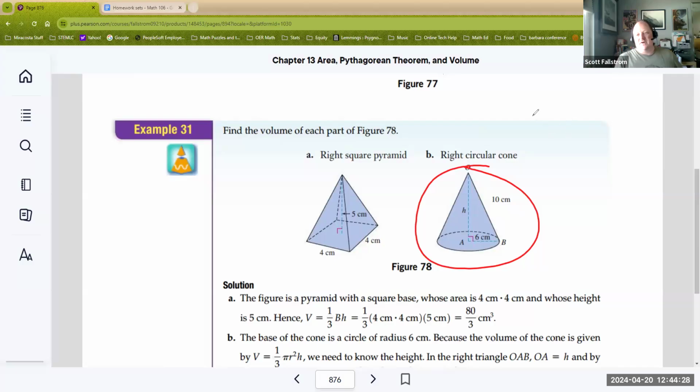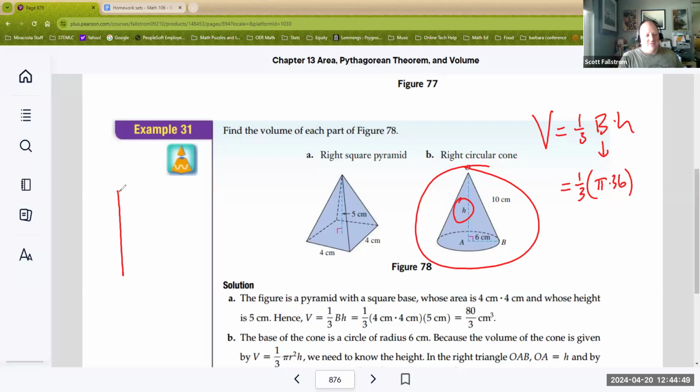So what I would do is I would find the volume of the cone. I know it's 1/3 the area of the base times the height. The height is listed as h, but the base I can figure out because the radius is 6. So I know this is 1/3 times pi times the radius squared. And now for the height. I'm going to come off to the side and draw a right triangle because I know this is 6 and this is 10 and h is here. Good old 13.3 with the Pythagorean theorem.